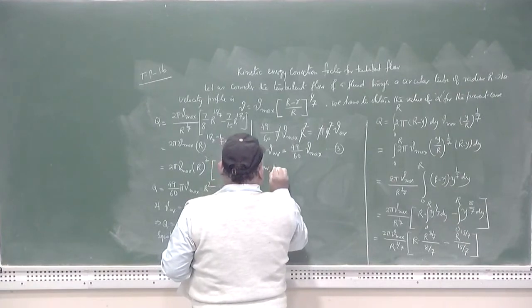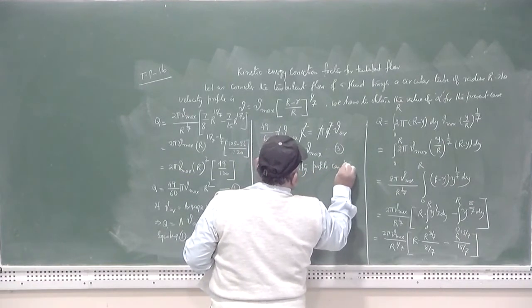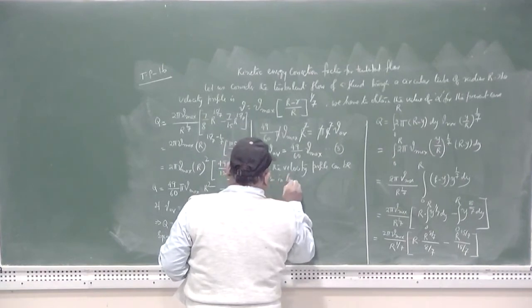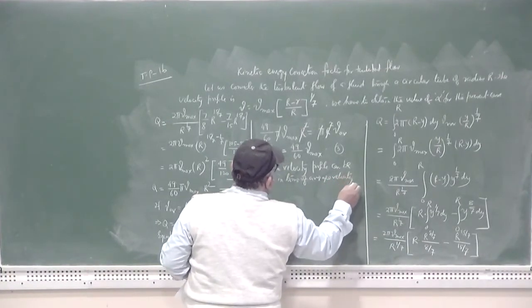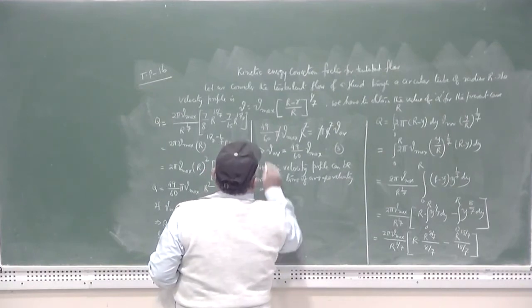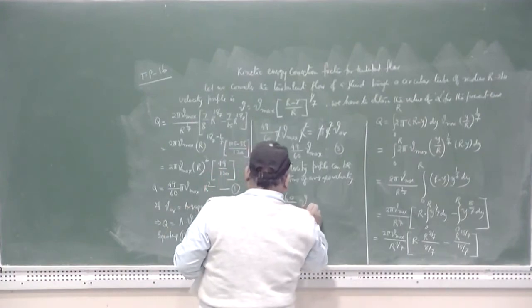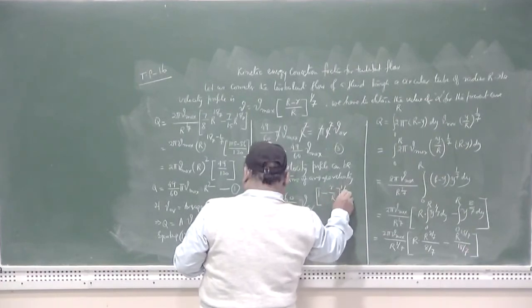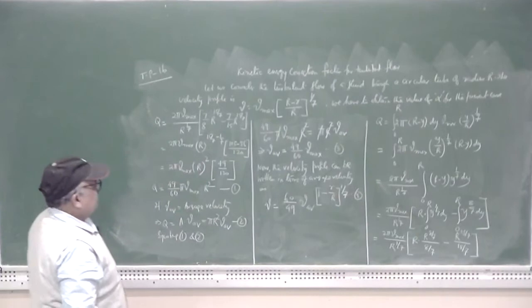Now, the velocity profile can be written in terms of average velocity as V max, that is 60 by 49 V average, into 1 minus r upon R raised to the power 1 by 7. Let it be question number 4.